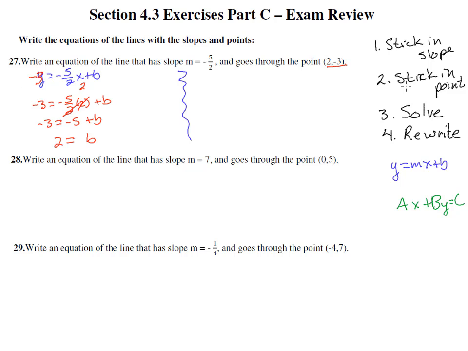Good, we solved. Now let's rewrite it. So we get y equals, the slope is negative 5/2 x plus b, which we now know is 2. And there's your equation of the line.